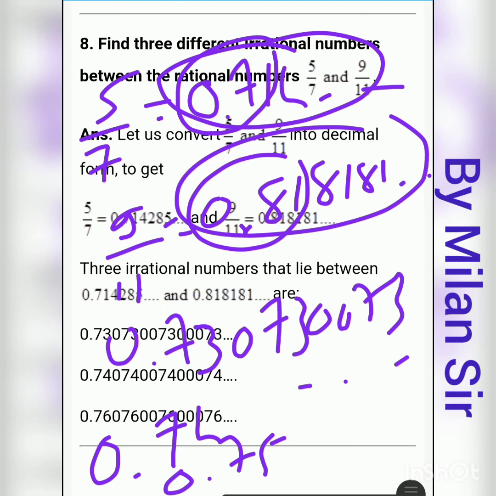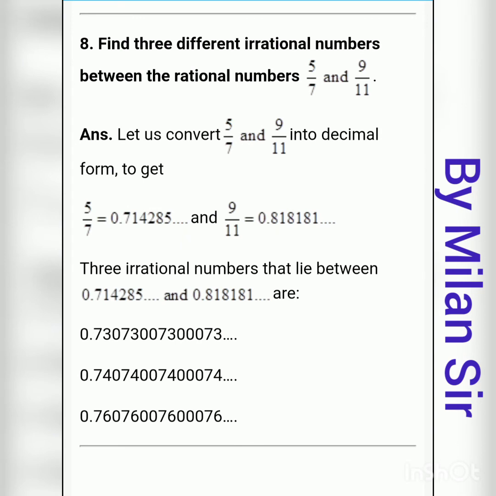We can write any answer. Here I am going with 73, 75, 74, 75. You can also write 77, 79, 78. But the main condition is in between 71 and 81. So in this way we can find some irrational number between 2 rational numbers.